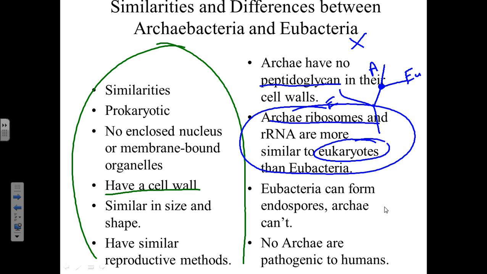Another difference, eubacteria can make those endospores that we talked about. Archaea can't, as far as we know. And another big difference is, as far as we know, none of the archaea make people sick. None of them are pathogenic. All the pathogenic bacteria are regular old eubacteria. Make sense there?